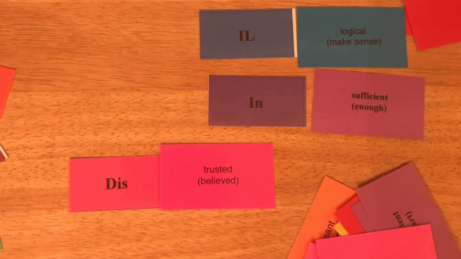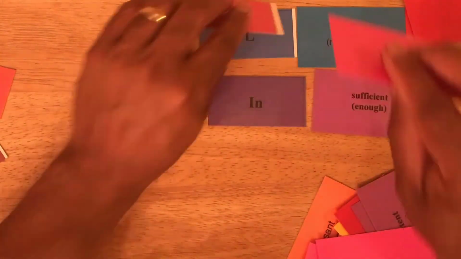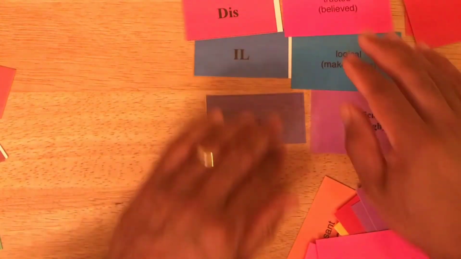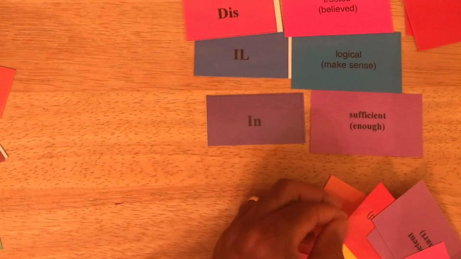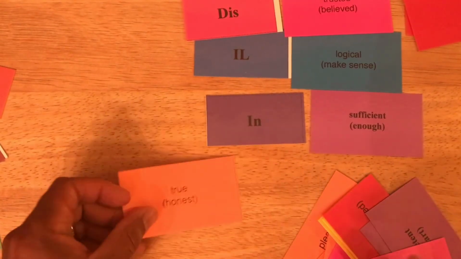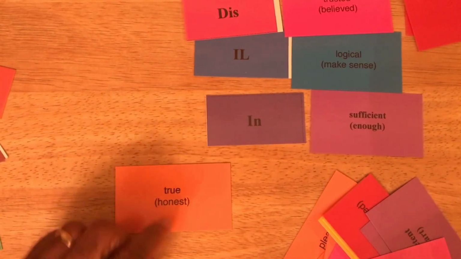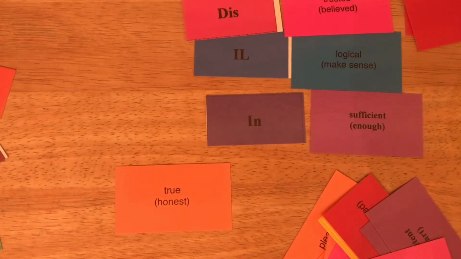They distrusted each other after they found out that everyone in the group was lying. No one believed one another. That's my new sentence. And I'll make my new word and I'll put it to the side now, okay? And my final word today is going to be, I'll use the orange, true. It means honest. It's true.